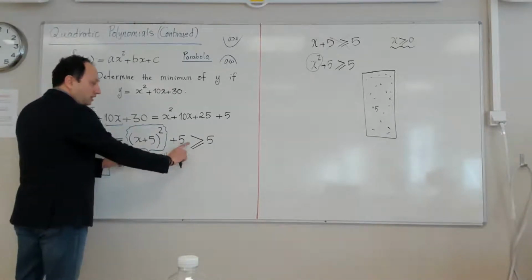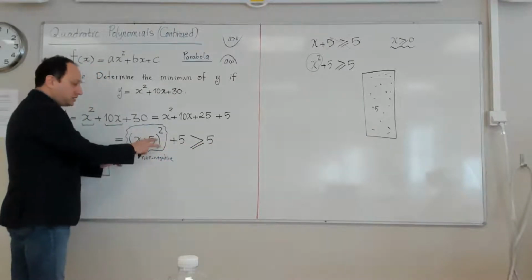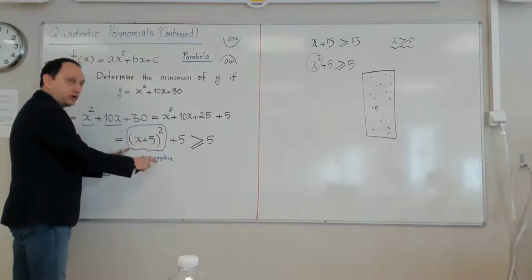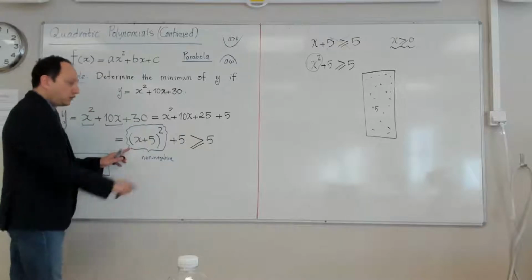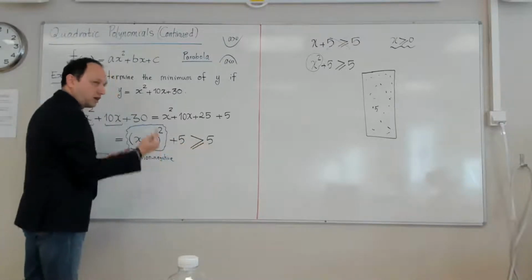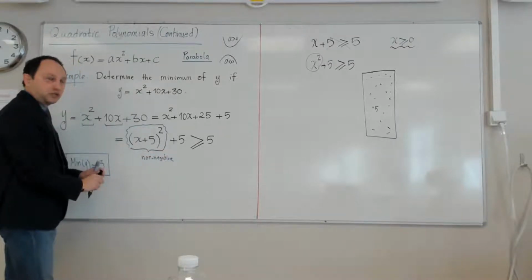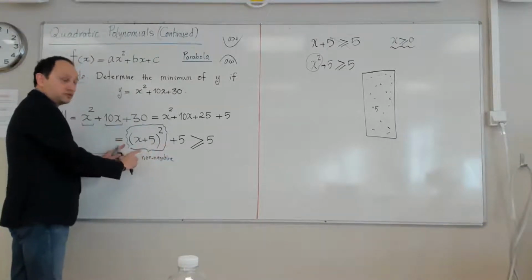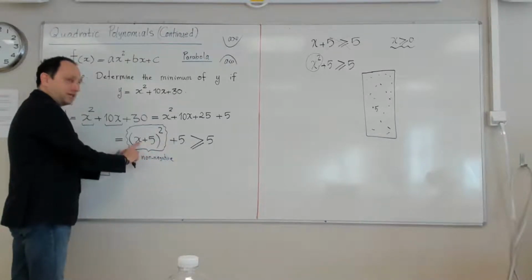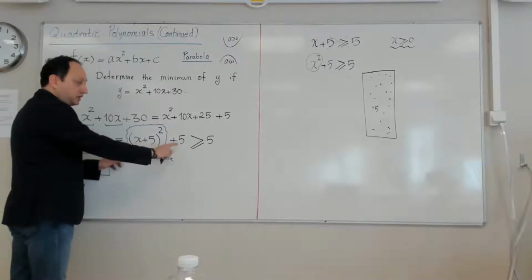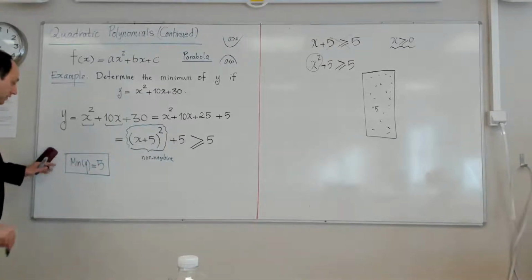I can make this one equal to 5 if I make this part equal to 0. Because if this is not 0, it is positive. When I add it to 5, it becomes greater than 5. I want to make this one equal to 5. I have only one option. I have to make this blue part equal to 0. What value should I choose for making this equal to 0? Hopefully everyone sees that if I choose x equal to -5, I will reach this 5. So the minimum of y is 5.